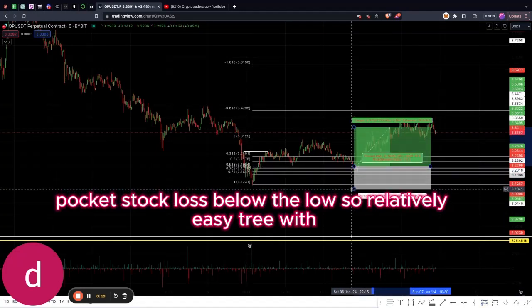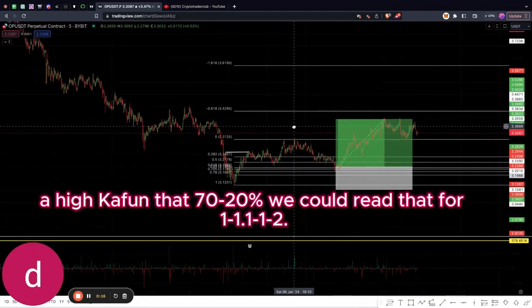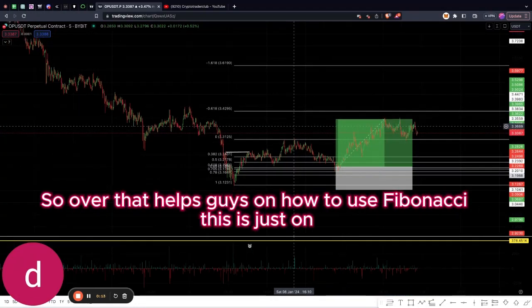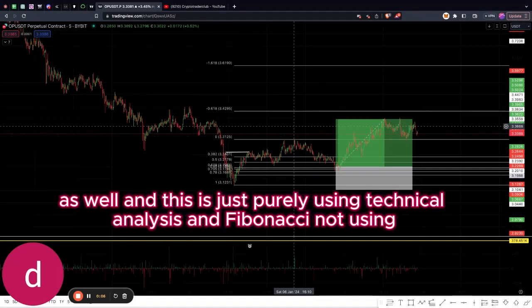It's a relatively easy trade with a high win rate, usually around 70 to 80%, and you can ride that for 1 to 1.110. So hopefully that helps, guys, on how to use Fibonacci. This is just on the bullish side. I will go through how to use them on the bearish side as well. And this is just purely using technical analysis and Fibonacci, not using anything else.